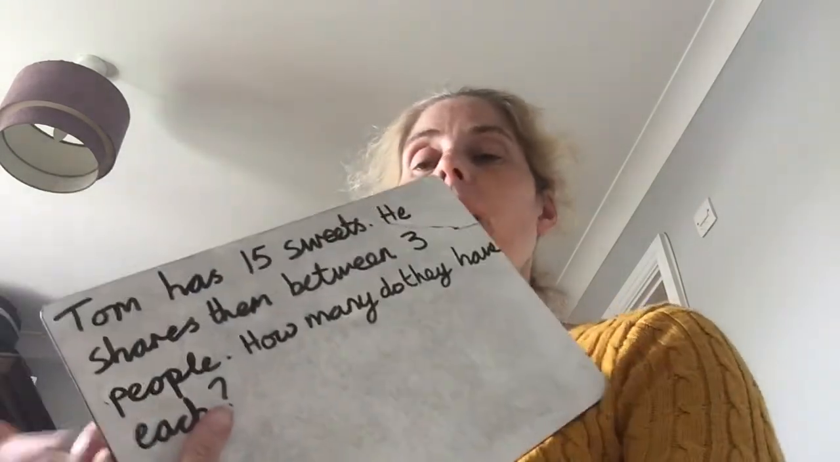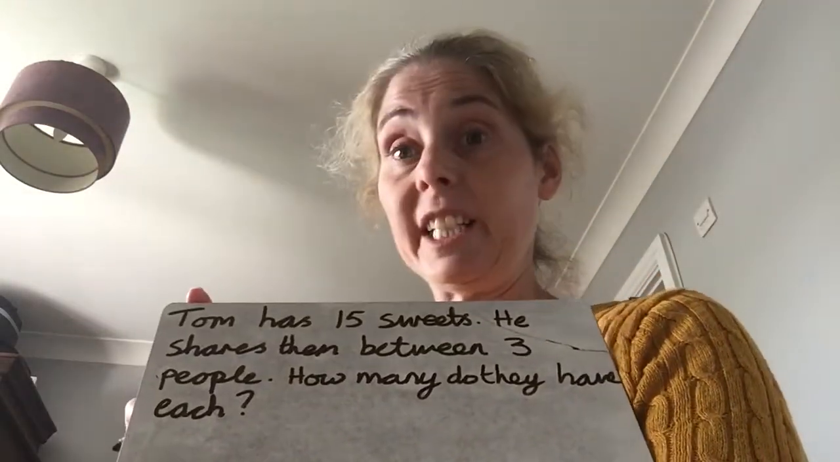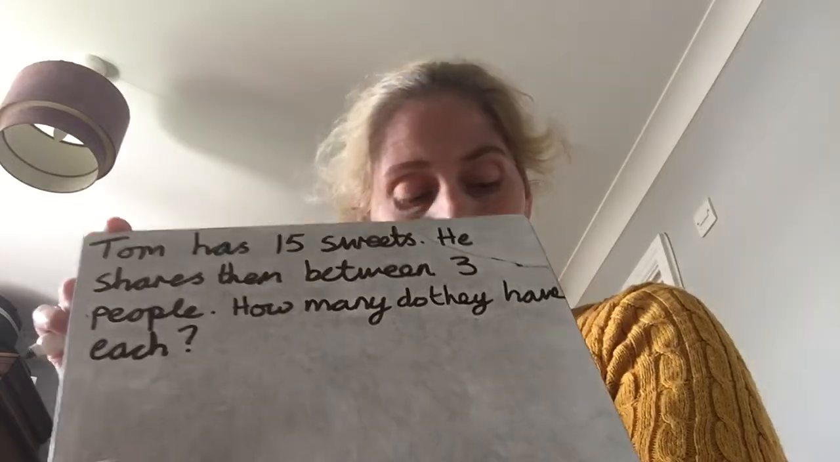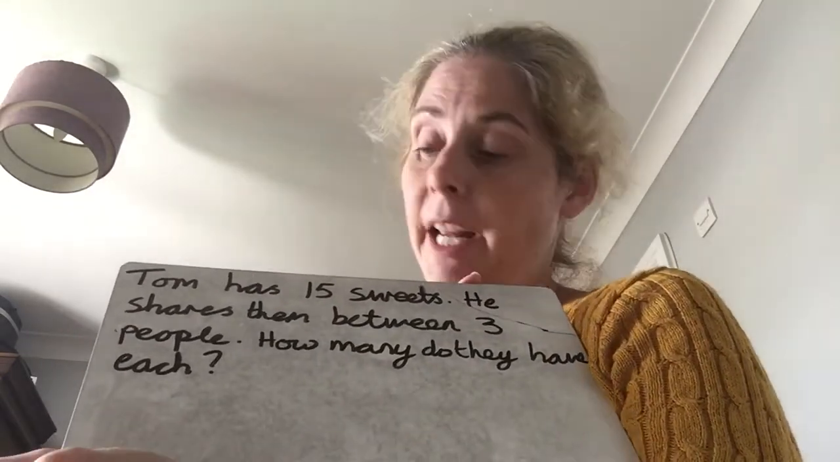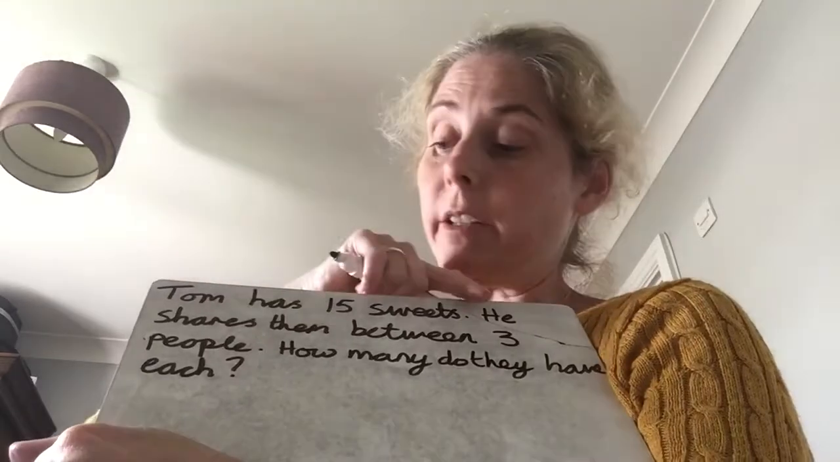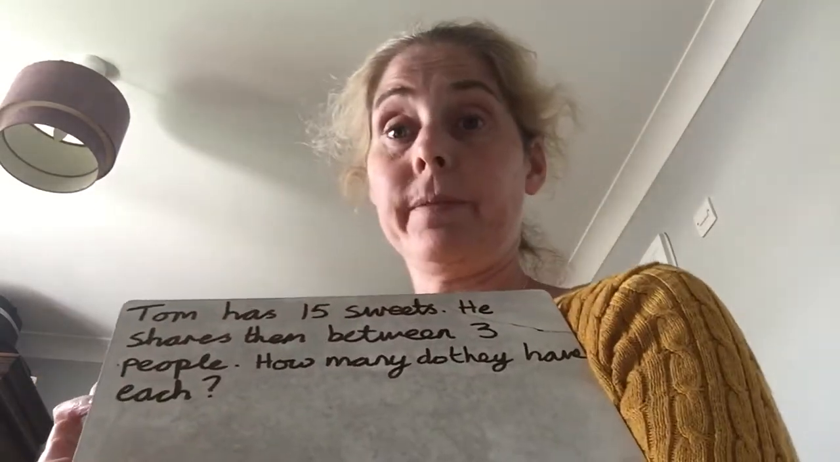Okay, here's the word problem. So, read it. Remember, read it more than once. So the first one, Tom has 15 sweets. He shares them between 3 people. How many do they have each?